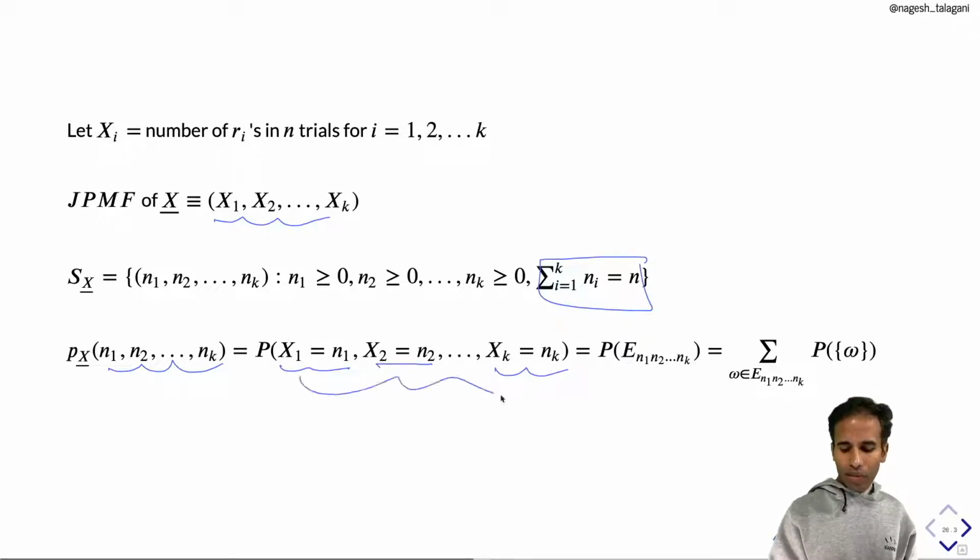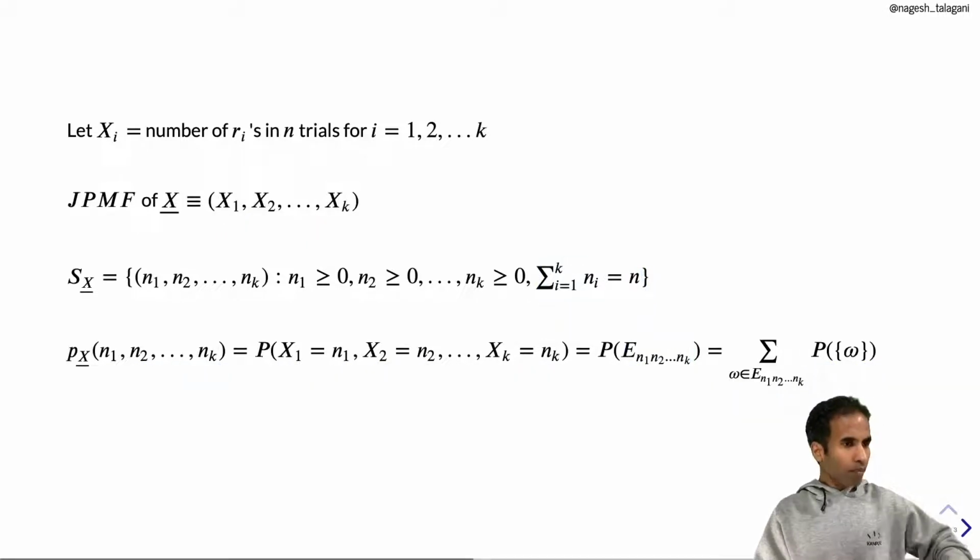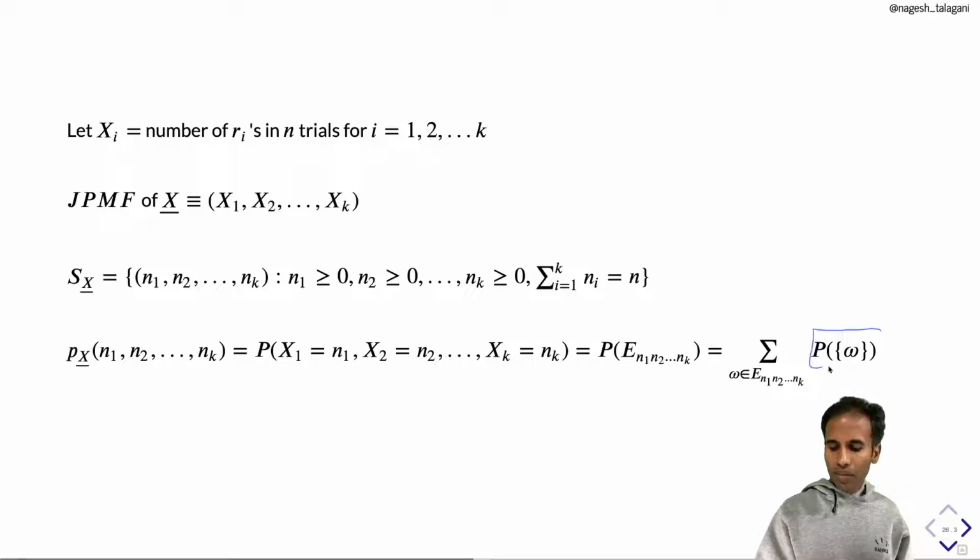This event happens if and only if the outcome comes from the event E(n1, n2, nk). That's why the probability of this event equals the probability of E(n1, n2, so on, nk). Now the probability of E(n1, n2, nk) we can write as the sum of the probabilities of the singleton omega, where omega runs over E(n1, n2, so on, nk). And we already know the probability of each singleton omega from E(n1, n2, nk) is P1 to the power of n1, P2 to the power of n2, so on, Pk to the power of nk.